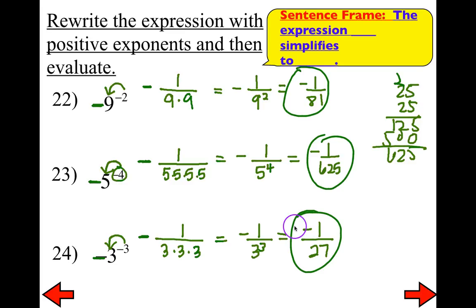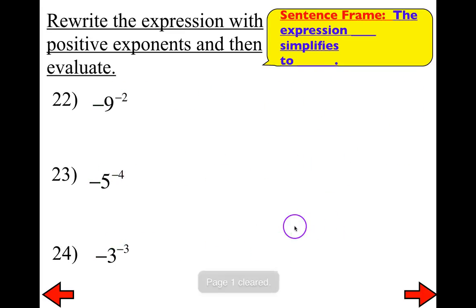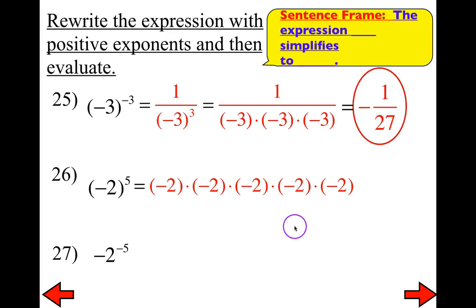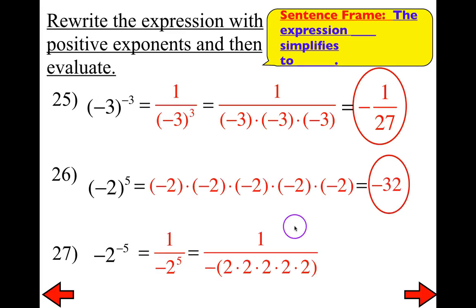Okay, so now at this point, go ahead and pause the video and finish the rest of the examples on your own. Okay, so now I'm just going to go ahead and reveal the answers to you. That way you can kind of check. Number 25, the answer is going to be negative 1 over 27. Number 26, the answer would be negative 32. Number 27, the answer is negative 1 over 32. And again, if you would want to see how I got these answers, please check out the work.